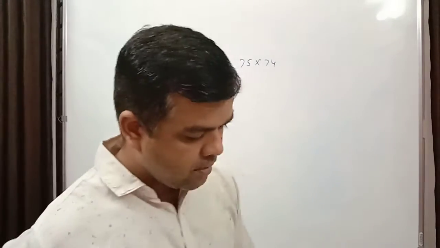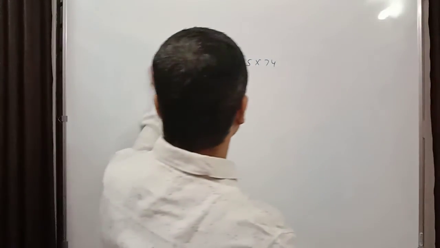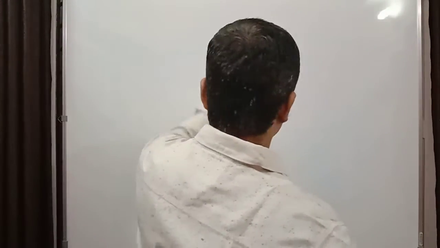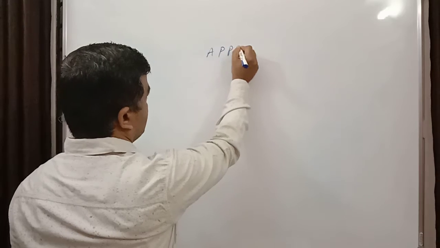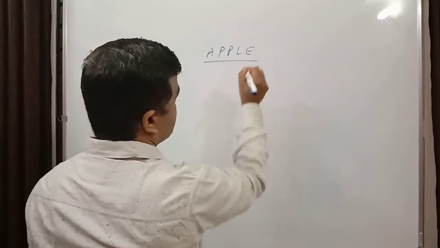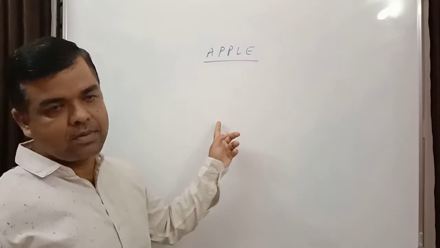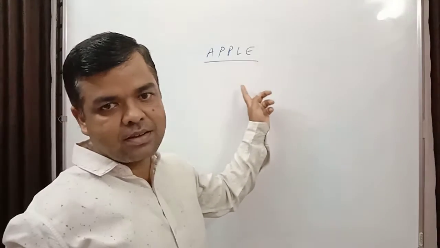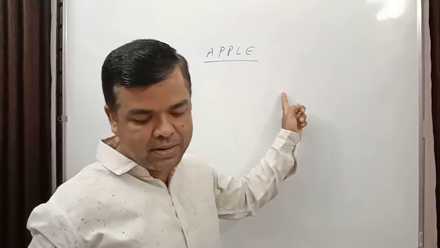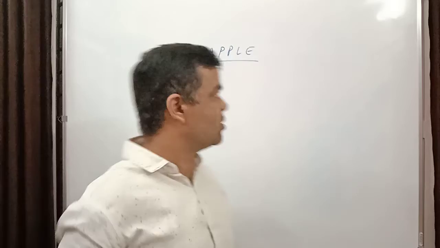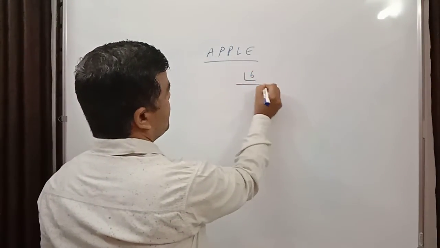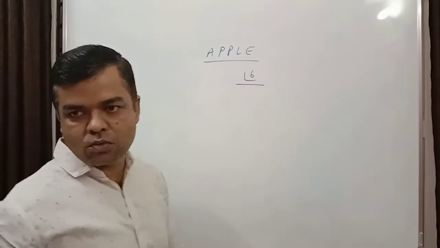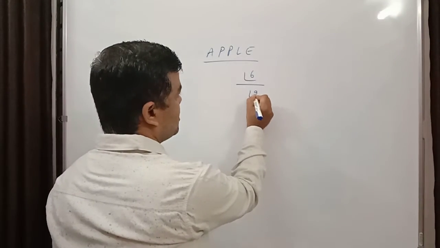These types of questions are asked in the exam. In how many ways can the letters of the word APPLE be arranged? Five letters are there, so factorial 5. The letter P is repeated 2 times, so divide by factorial 2.